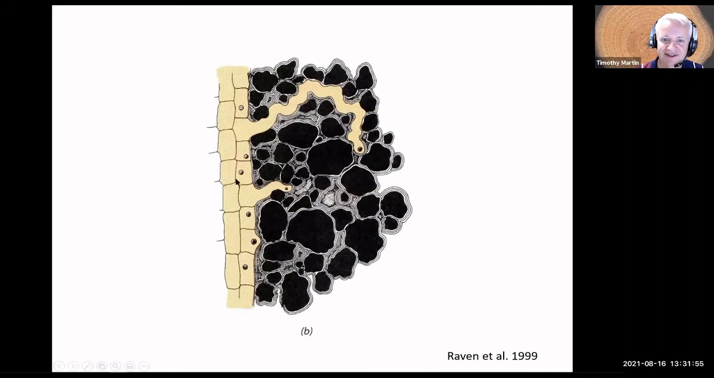So for instance, this is a fine root, and this is a root hair. It can actually grow between soil particles and have intimate contact with that soil matrix, which will enable it to uptake water off the surface of those soil particles and from the interstices in between them, and to take up nutrients as well.